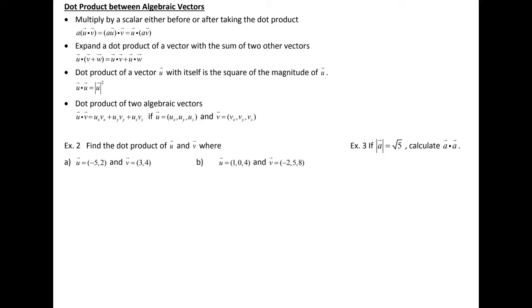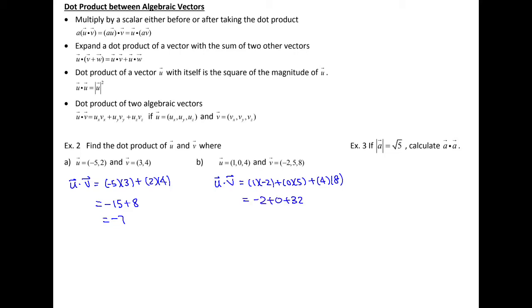For part A, given two vectors in two dimensions, we want to find the dot product between u and v. So first, we multiply the x-coordinates plus the product of the y-coordinates, which is negative 15 plus 8, which is negative 7. Part B, given two vectors in three-dimensional space, we want to find the dot product. First, we multiply the x, and we multiply the y, and we multiply the z. We add them up, and we have negative 2 plus 0 plus 32, which is 30.